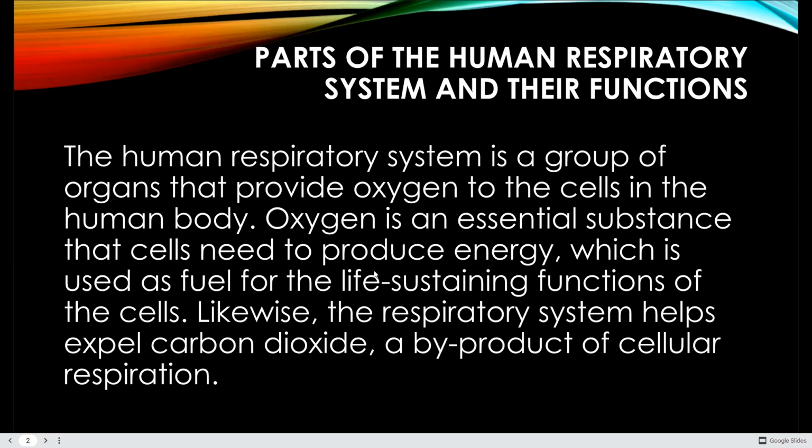Organs working together to perform a specific function. Oxygen is essential; cells need it to produce energy, which is used as fuel for cells. Likewise, the respiratory system helps expel carbon dioxide. The function of the respiratory system is to expel carbon dioxide and replace it with oxygen.